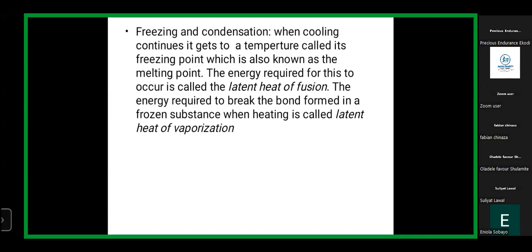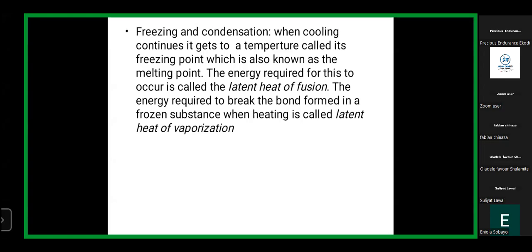Now, freezing and condensation. When cooling continues, it gets to a temperature called the freezing point. In some cases, it's also called the melting point. So when you see freezing point, it is the same temperature as the melting point. The energy released for particles in the liquid to come together and become solid is called latent heat of fusion. And the temperature has to be very low for this to happen.